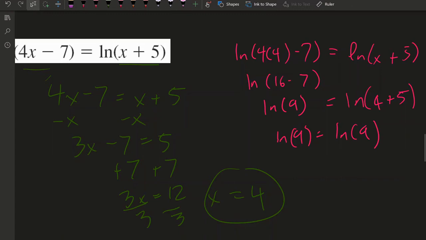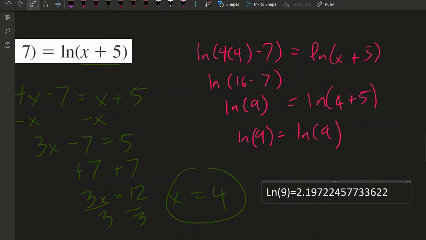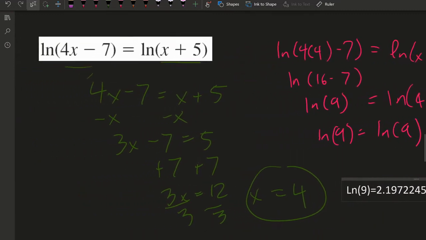And just to make sure that it works, I'm just going to type in natural log 9 to make sure it's a defined value. Yes, it is. So that means 4 is the correct answer.